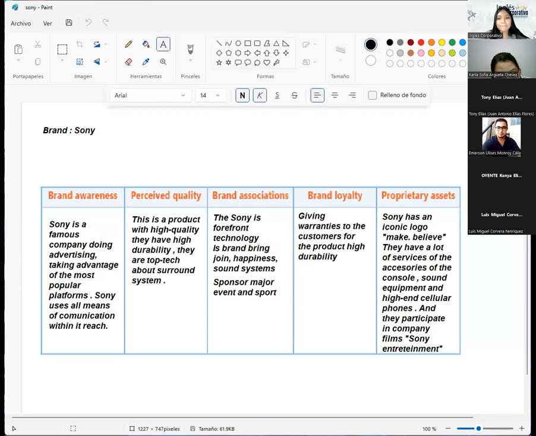Good evening. We had some problems selecting the brand, but we finally selected Sony in general. About brand awareness, Sony is a famous company doing advertising, taking advantage of the most popular platforms. Sony uses all means of communication within its reach.